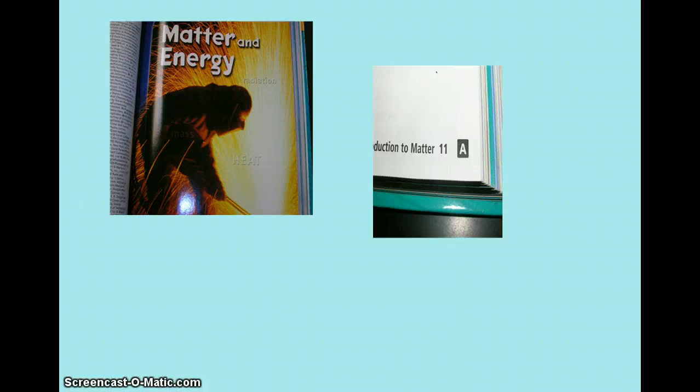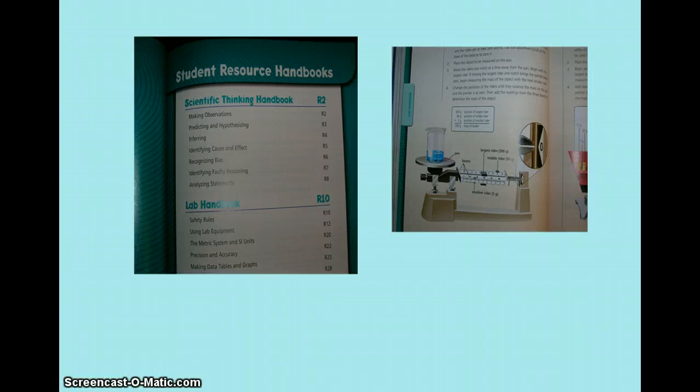Now in the back of every one of these books, oh, by the way, you also have the Forces in Motion in there, and we're going to end up with that after winter break. In the back of every single section, so it's in there several times because every different section they kept that in there when they published it, they have student resources.